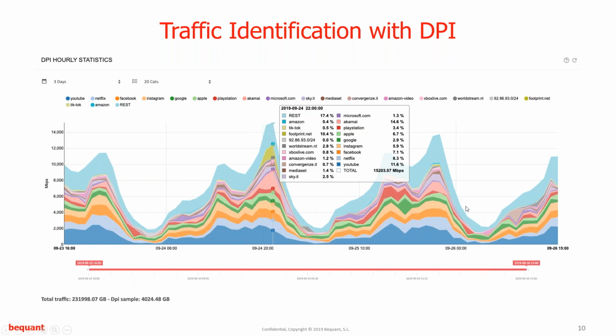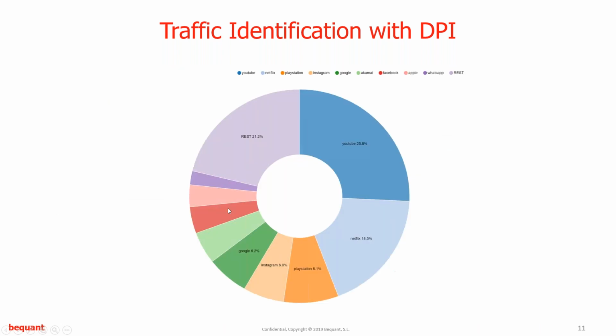This is 3 days of traffic. This is the typical day and night pattern, a typical thing you see from a network. Here we break down that traffic by application, so that at any time, for instance, here at 10 p.m. at night, this was the breakdown. It was 11.6% YouTube, 8.3% Netflix, then Facebook. And so with this, you can see what is going through your network at each time.